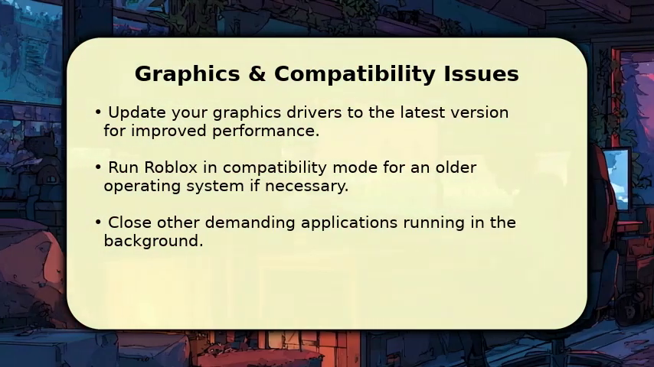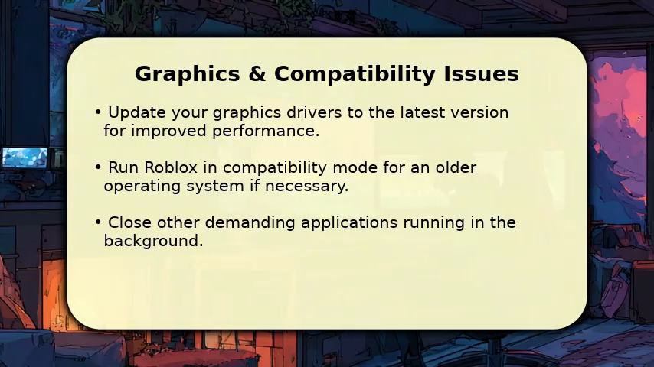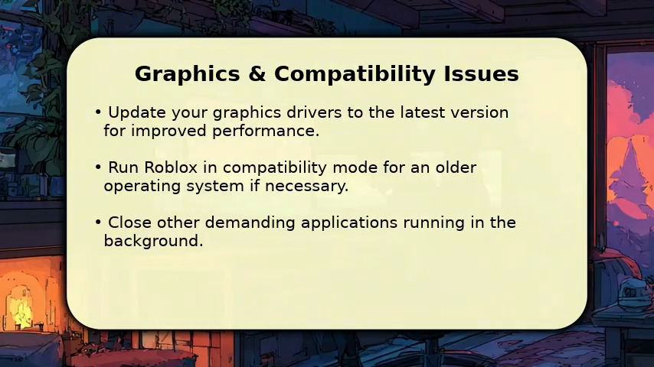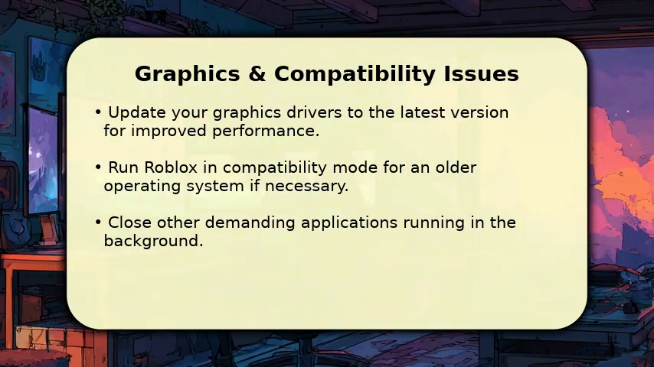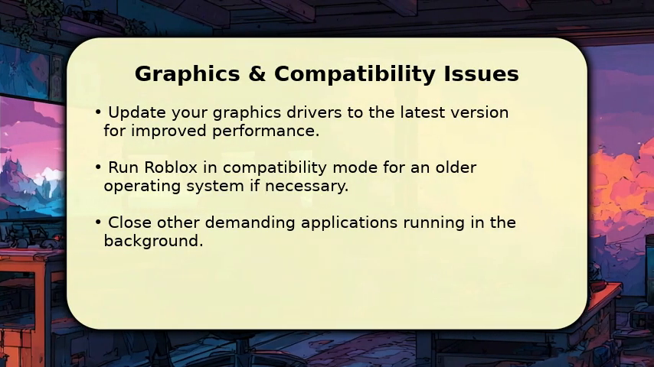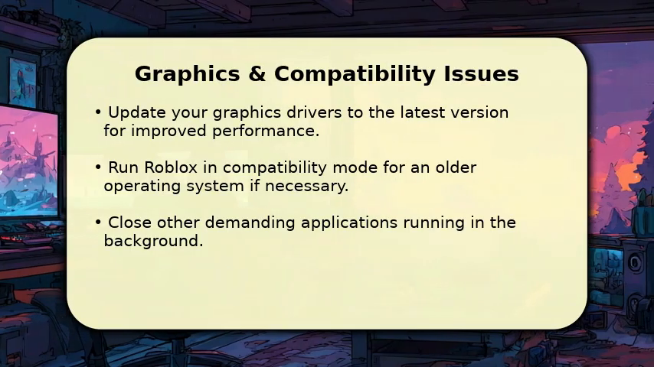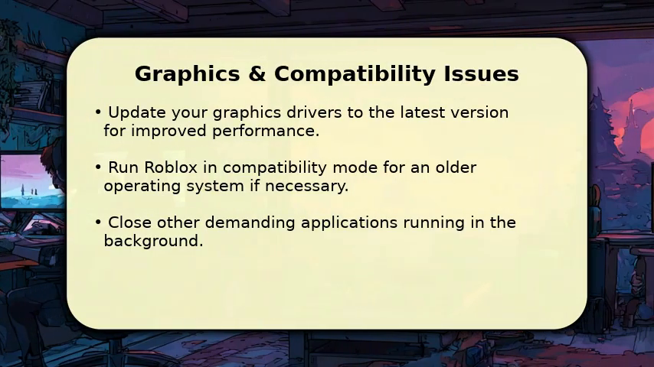Outdated graphics drivers are a common cause of game performance problems. Ensure yours are updated to their newest versions for the best experience. If you are using an older operating system, try running Roblox in compatibility mode, which can resolve unforeseen conflicts.